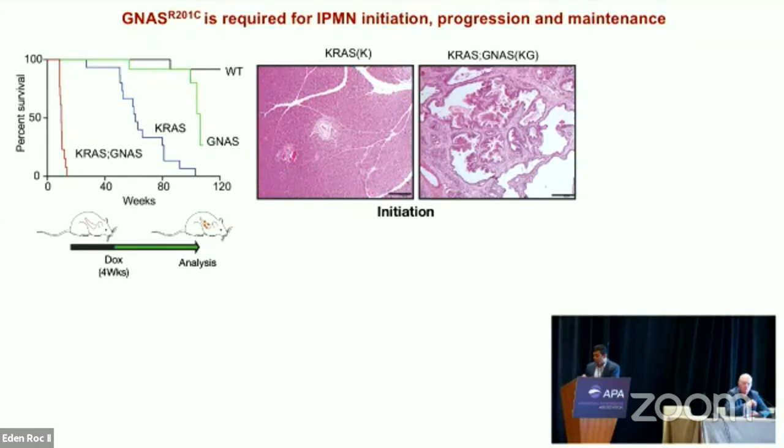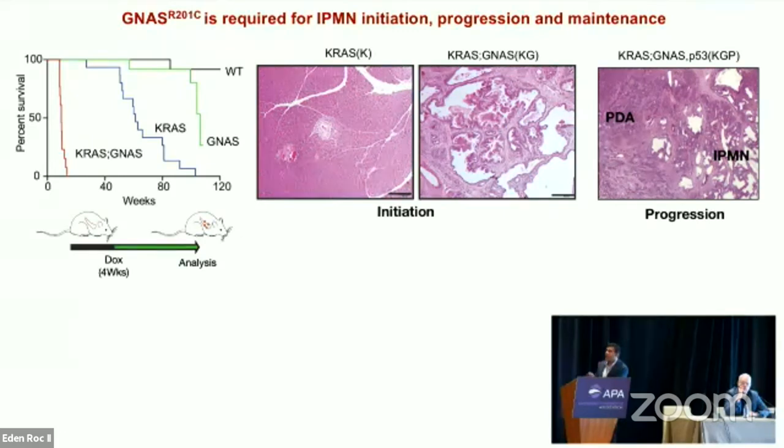Although this KRAS and GNAS combination made high-grade IPMN, it never progressed to pancreatic ductal adenocarcinoma. Following human genetics, we crossed this animal to p53, and now we could make these IPMNs progress to pancreatic ductal adenocarcinoma. Thus we established a progression model of GNAS mutant IPMN-driven pancreatic cancer.